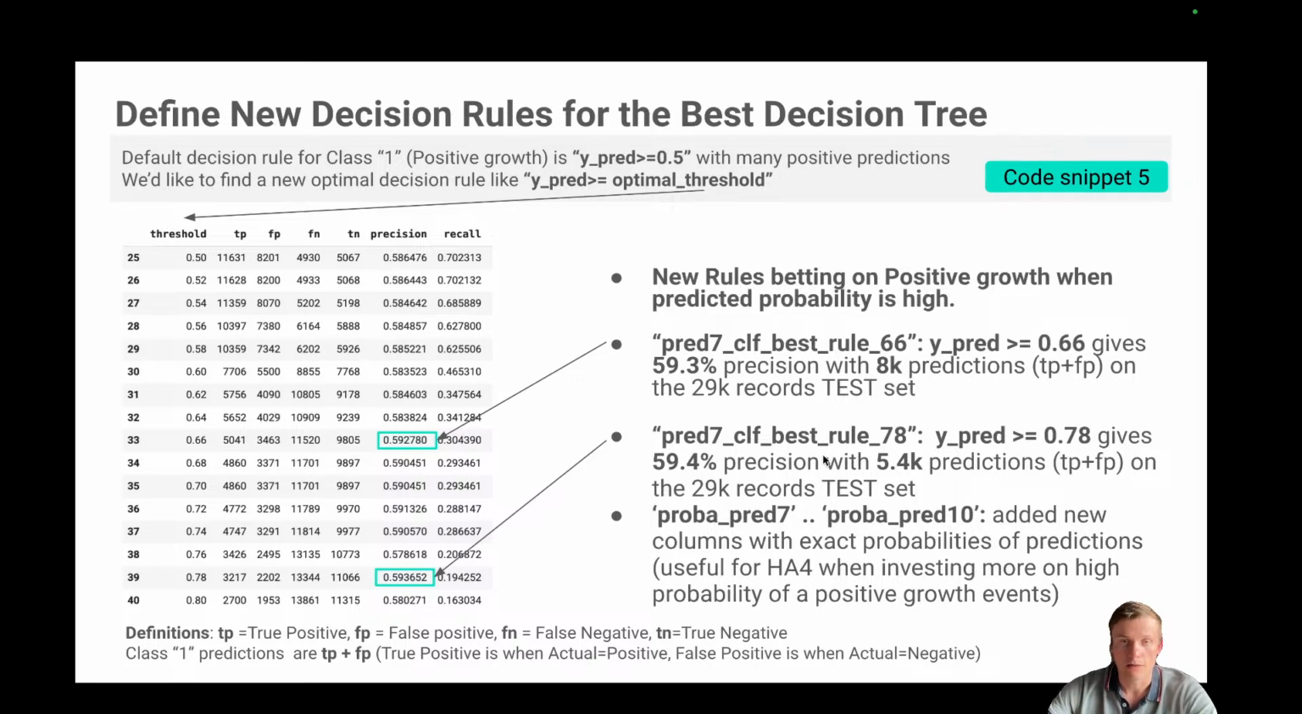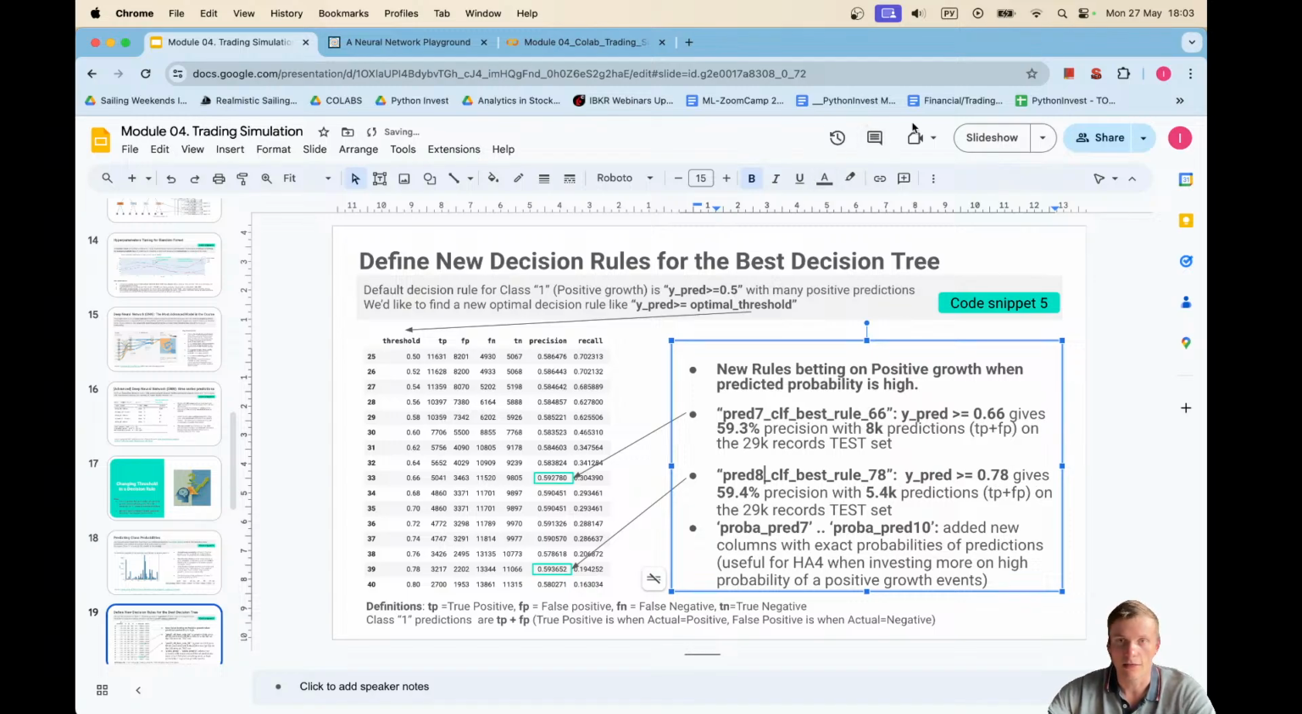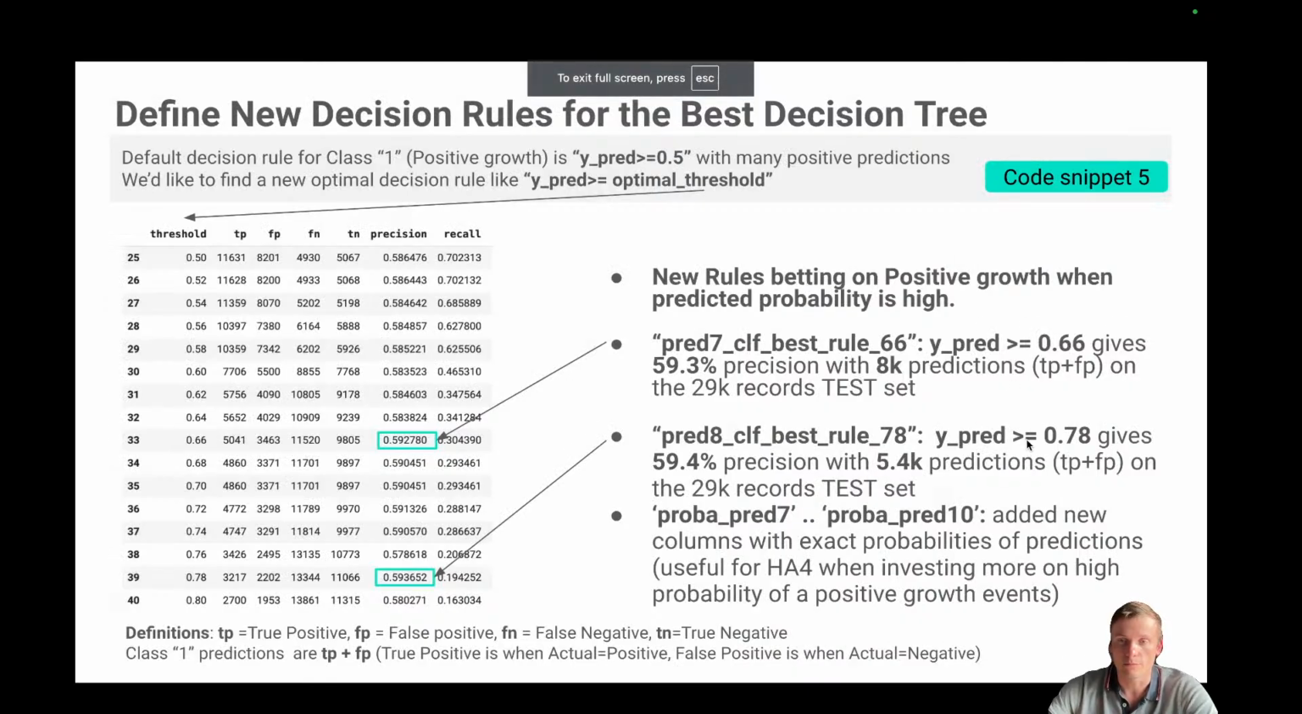So here we generate two more rules, and it's prediction 7, decision rule when probability is more than 66%, and prediction 8 when probability is more than 78%.